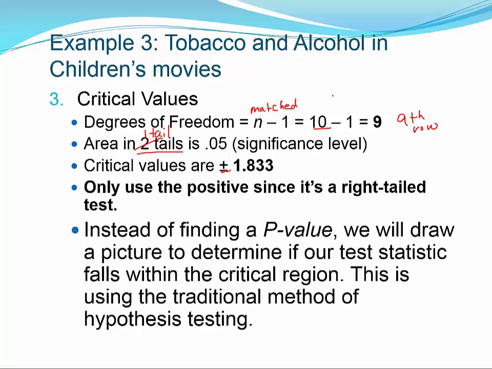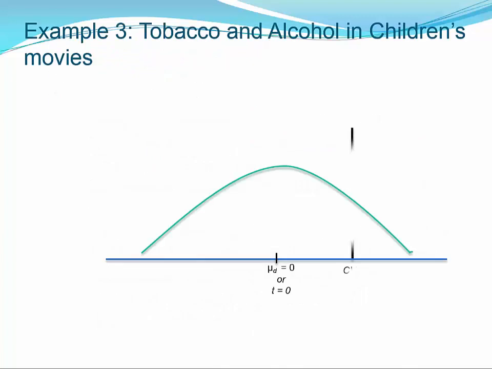Okay, so instead of finding a p-value, again, we're going to draw a picture to determine where that test statistic is going to fall, and that's going to help us know how to word our final conclusion if we're going to reject the null or fail to reject the null. So we plot our critical value 1.833.